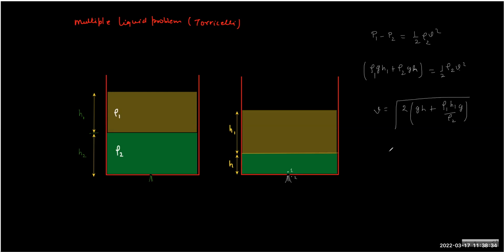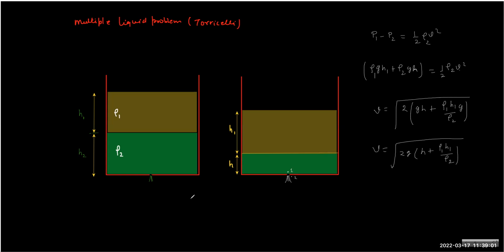So I think the answer is simple. V turns out to be how much? Under root of 2g(h plus some constant). And what you can realize is that when liquid 2 is leaving, this is the relation. Once the liquid is emptied, for finding the time period, we have to just do the integration.